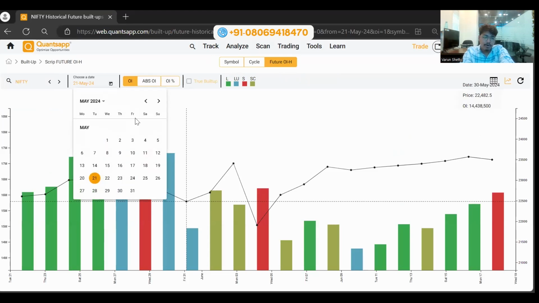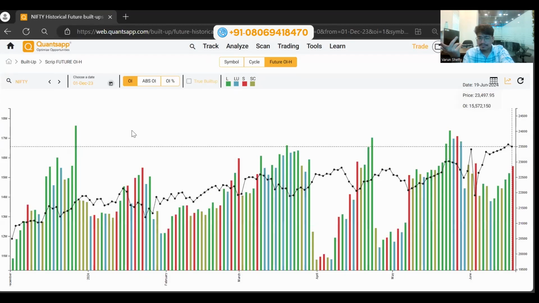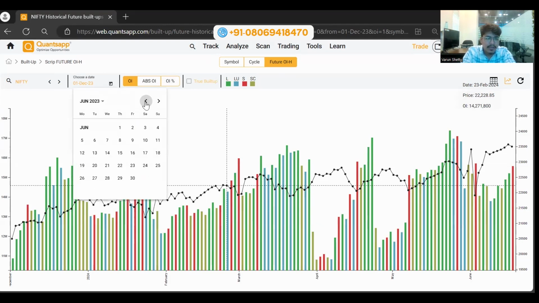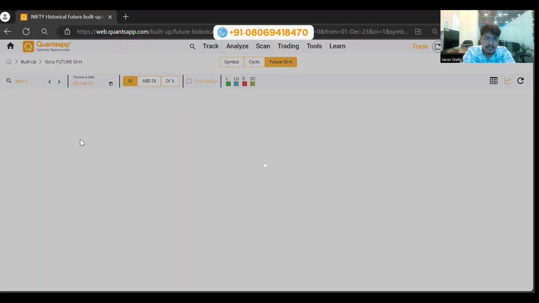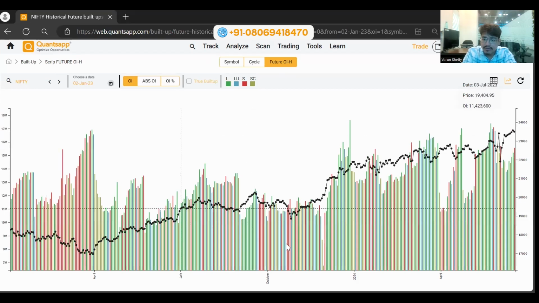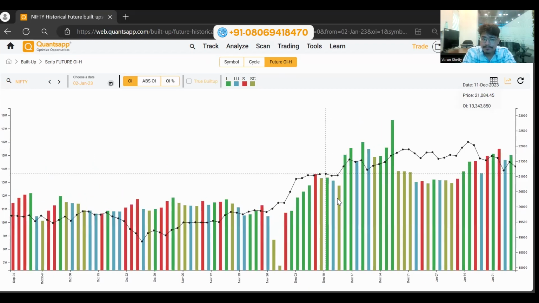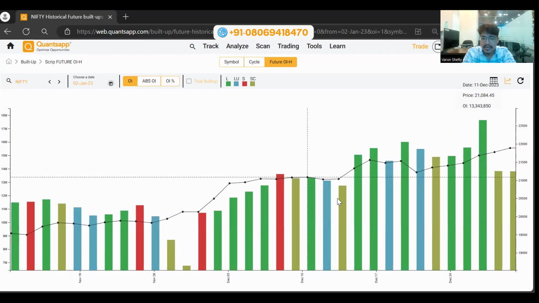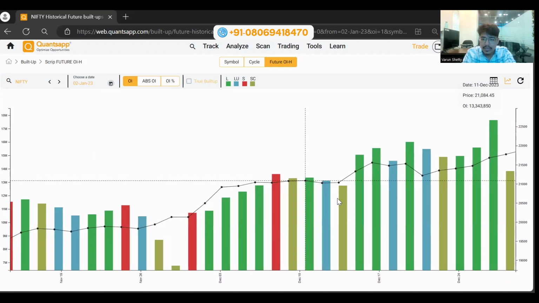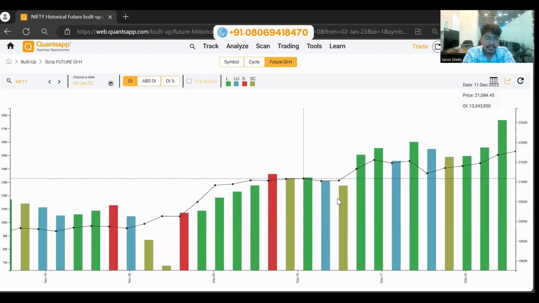Let's look at the data for the past few months. Maybe the data from December. Yeah, this would be fine, I guess. Let's take the data from the past maybe few years. This would give a much clearer picture to you guys. All right, so just look at this data right here. Let's look at the data between these days.